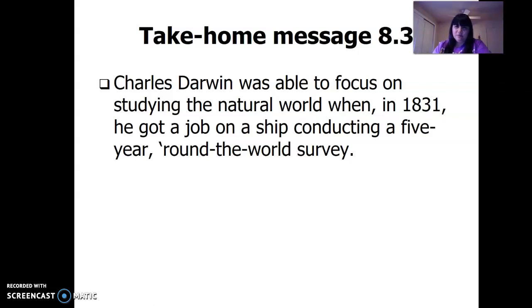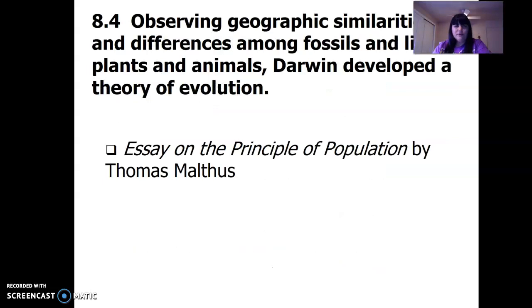Okay, so this is the review for this chapter. All right. So, yes, Thomas Malthus, he talked about geographic similarities, differences among fossils, and so during that time, he thought about evolution, this idea that species evolve, that species change over time. But Darwin did not publish his paper for a very long time. He put it away. He thought, wow, this is too controversial. I can't talk about this.